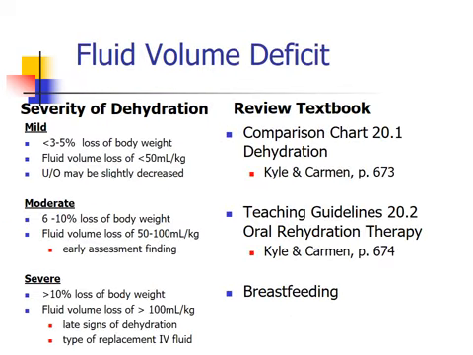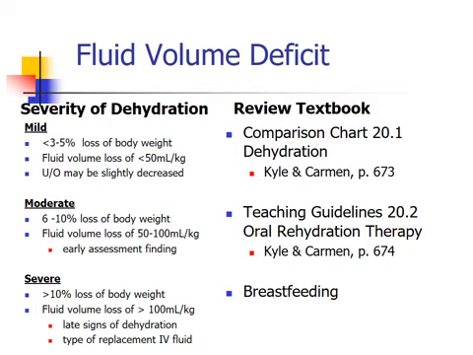Fluid volume deficit. So again, we're looking at the severity of dehydration, and that's listed for you. So we have mild dehydration, which is less than 3 to 5% loss of body weight or body fluid. Fluid volume loss of less than 50 mLs per kg. And the urine output can be slightly decreased.